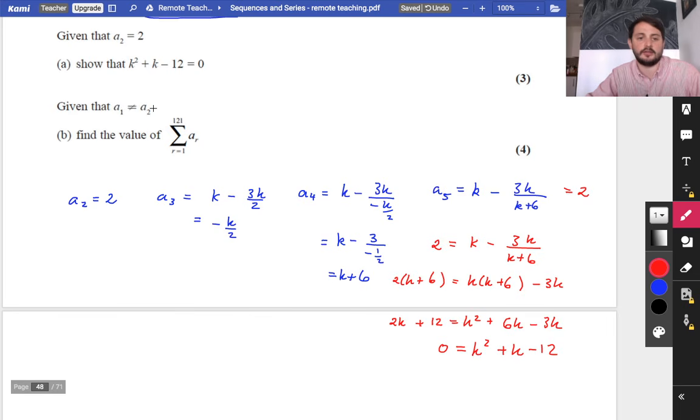Given that a1 is not equal to a2, find the value of this thing that we've got here. Okay, well, I've been given a quadratic, right? I better solve that quadratic, and I'm going to be, as you can see, super lazy today. I'm going to go back to my polynomial. I don't know why I'm not factorising this. You'd have told me off if we were in class. So either k is equal to 3 or k is equal to minus 4.